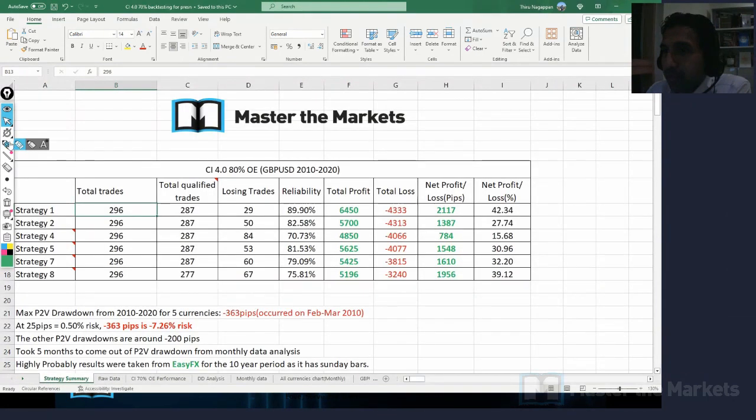This is our summary. Our summary table is what we're looking at. Now over here, what we take a look at is strategy 1, this is our constant, traders. We first take a look at the reliability. The reliability was quite near to 90%.